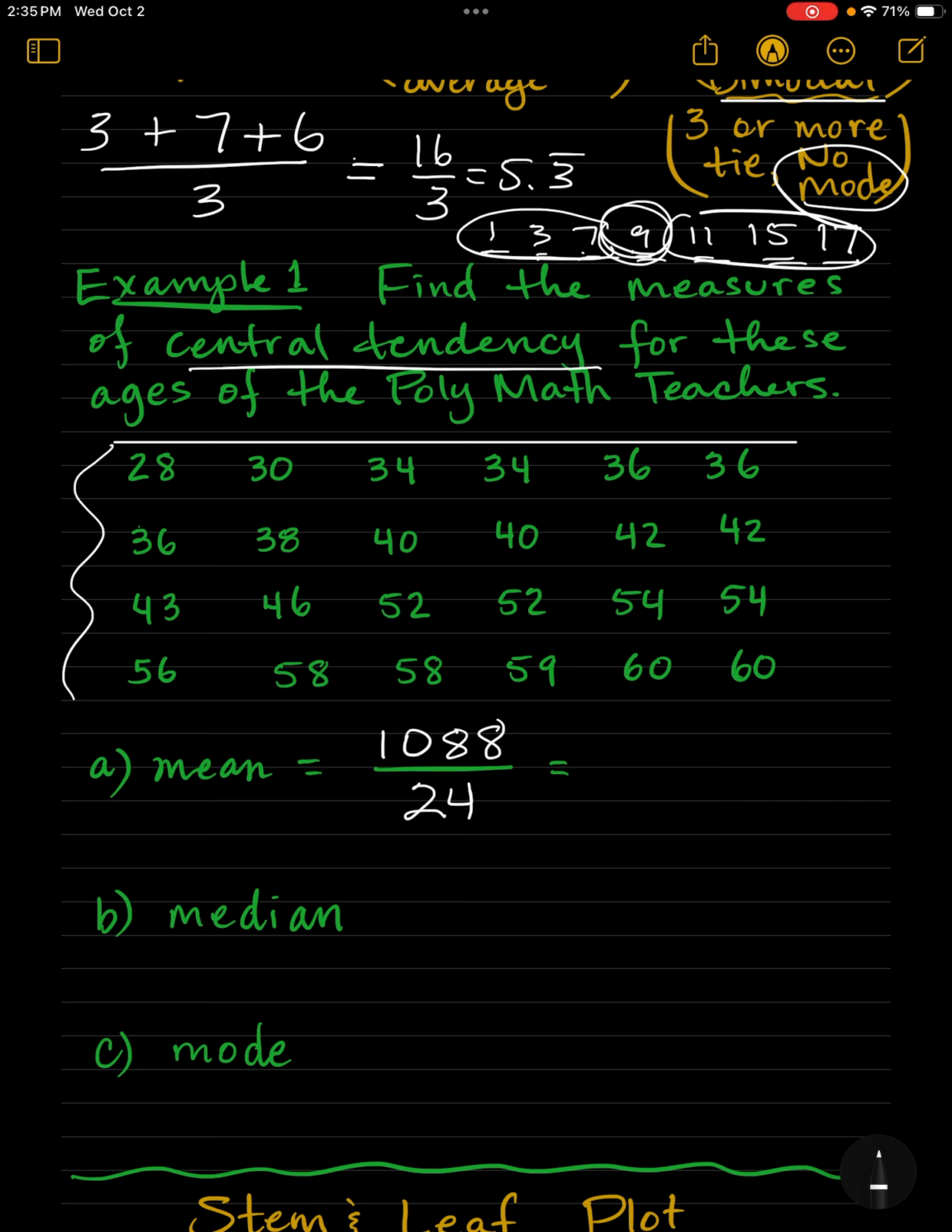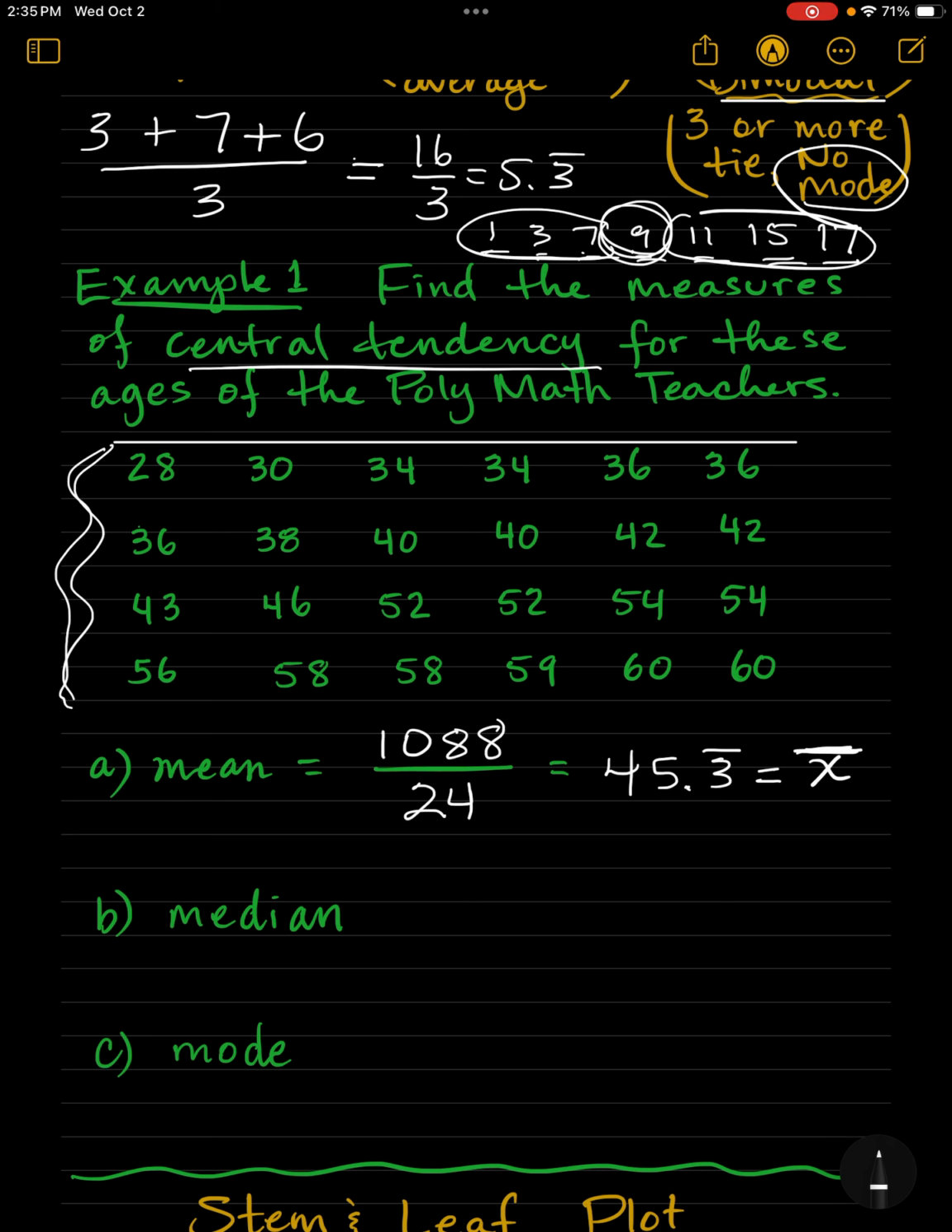So grab a calculator, and we have 45.3 is the average age of the math teachers here at Poly High School. The symbol that's also used for average is kind of like an italicized X with a bar over top right there.